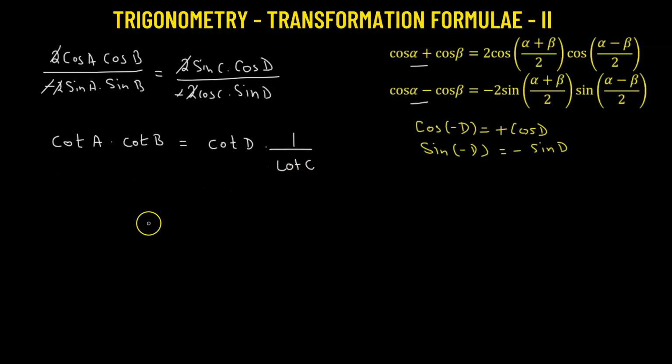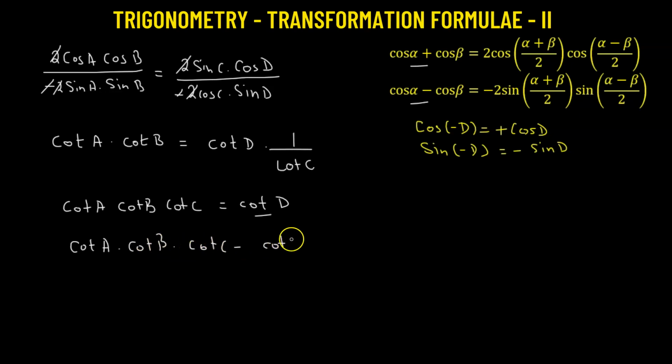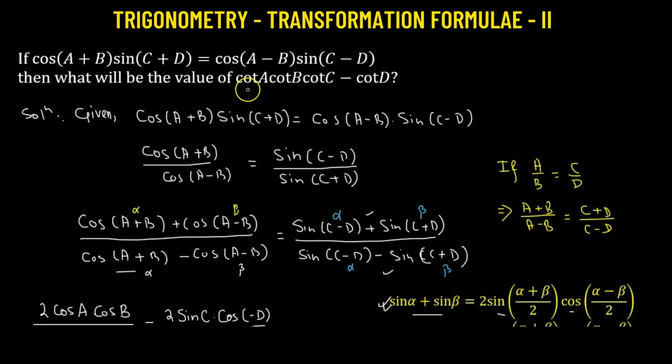Fine. So now we'll multiply throughout by cotangent of C. So we get cotangent of A times cotangent of B times cotangent of C equal to cotangent of D. We'll transpose cotangent of D to the left hand side. So this finally gives us cotangent of A times cotangent of B times cotangent of C minus cotangent of D. We were asked to find this value. Since we have transposed cotangent of D to the left hand side, this will be equal to 0 on the right hand side, and this is the value. Therefore, the value of cotangent of A, cotangent of B, cotangent of C minus cotangent of D will be equal to 0, given the cosine of A plus B times sine of C plus D equals cosine of A minus B times sine of C minus D.